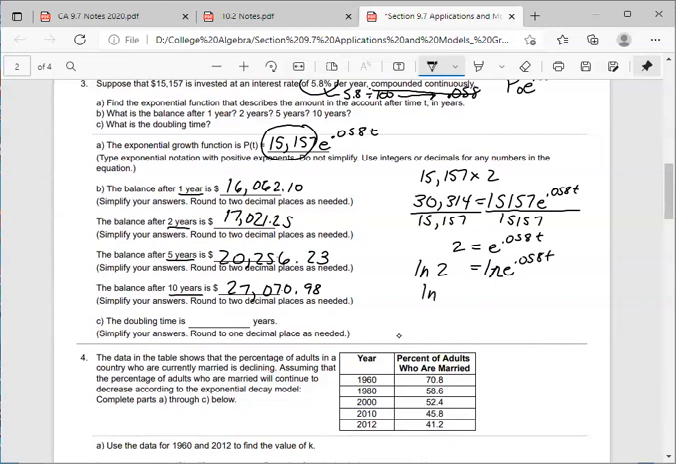So we've got the natural log of 2, and we're using that power rule to bring this down front. 0.058t is equal to the natural log of E. Natural log of E is 1, so it can just cancel out. So 0.058. When we do this, it's going to tell us how much time it takes. And it's saying 12. Actually 12.0.